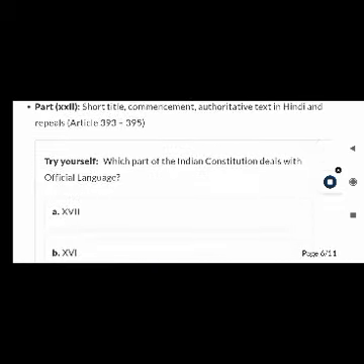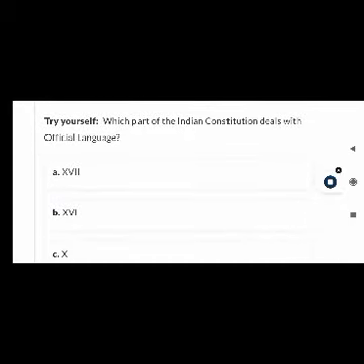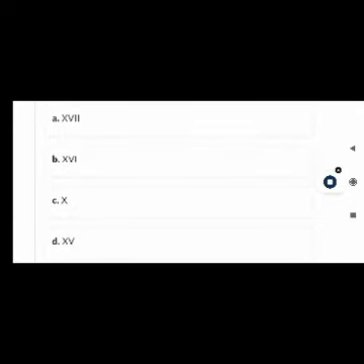Try yourself. Which part of the Indian Constitution deals with official language? A. 17. B. 16. C.